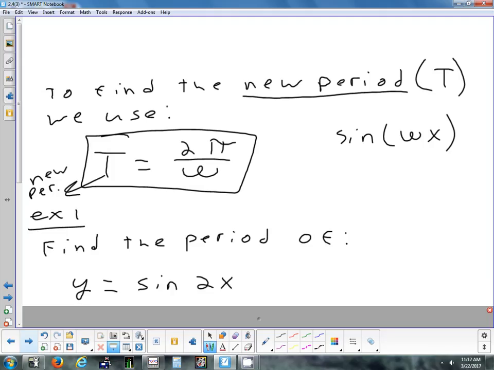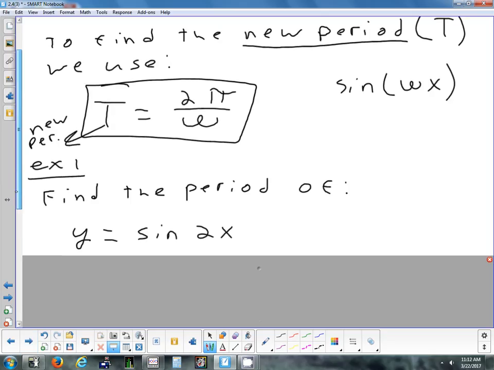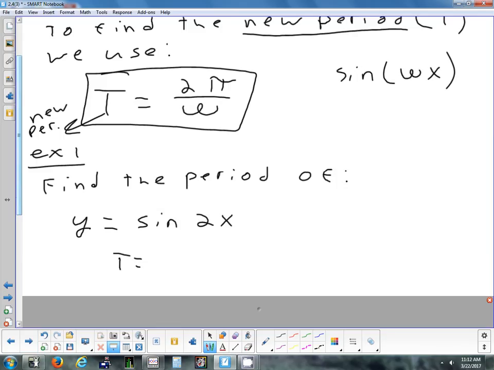Okay, so we'll start with this one. I want to find the period of sine 2x. In this case, I want to start out with just finding the Greek letter in the bottom. That's omega.